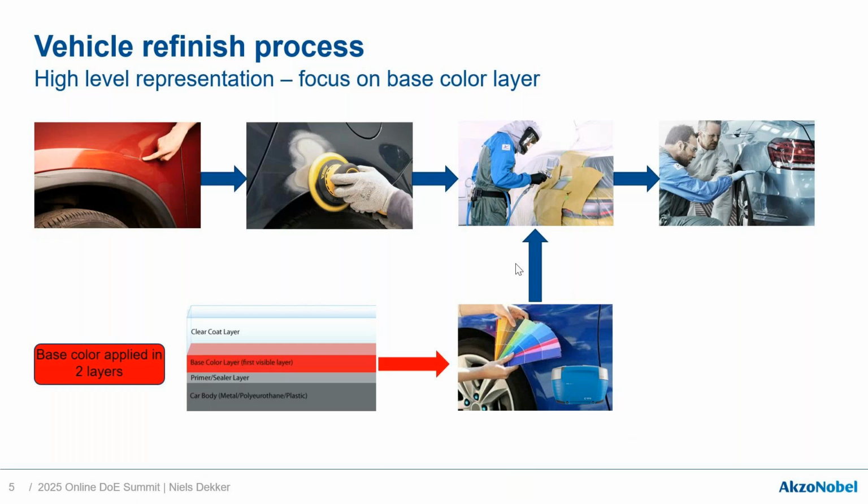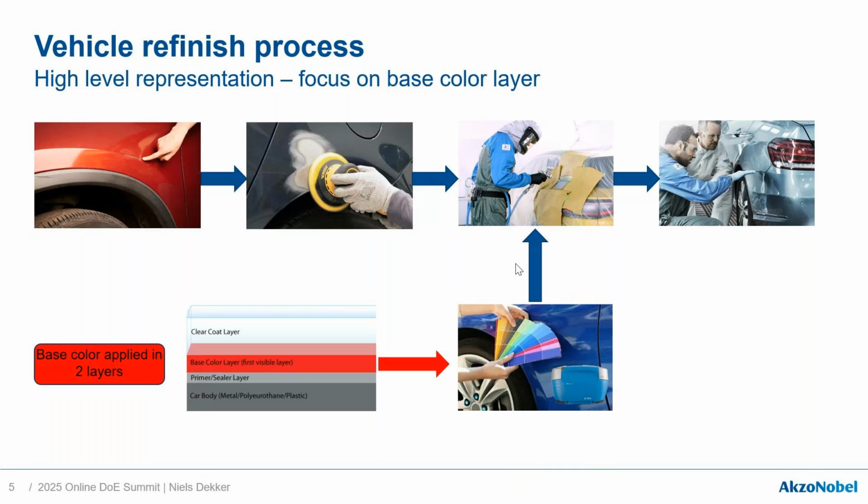Then you have the first visible layer, which is the base color layer. So that's where the color comes from typically. And then the last layer is the clear coat layer, which is more the protective layer in most cases to protect the base color layer from small scratches and problems.